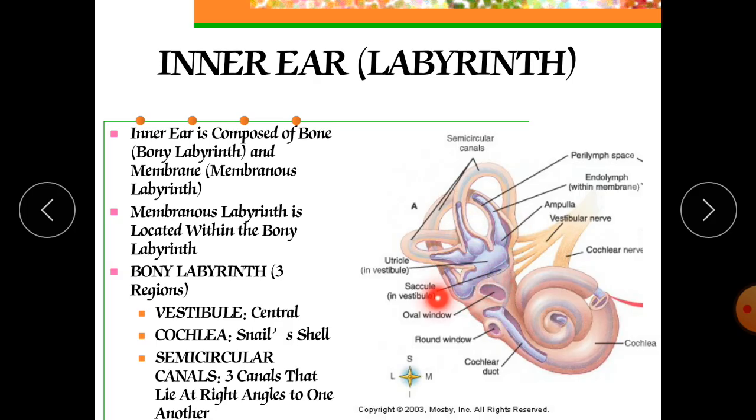Now here you can see, now the cochlea. This is the endolymph. This is the utricle, the vestibule parts. This is the cochlea part. These are the semicircular canals.